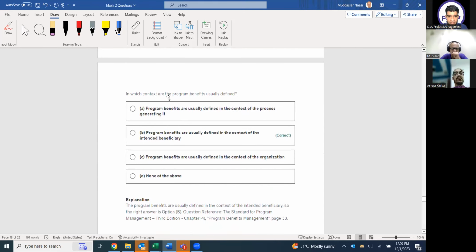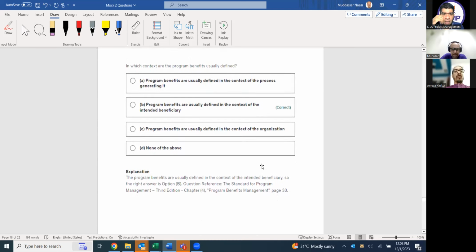In which context are the program benefits usually defined? Program benefits are usually defined in the context of a process generating it. Program benefits are usually defined in the context of intended beneficiary. Program benefits are usually defined in the context of the organization and of the above. I selected option number C because I thought because programs are done for the organization, so benefits also should be defined in context of organization. But the right answer is option number B.